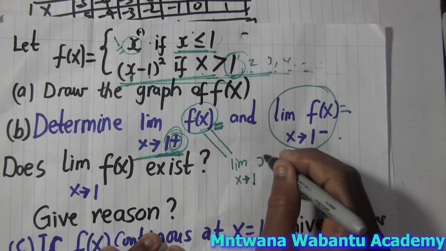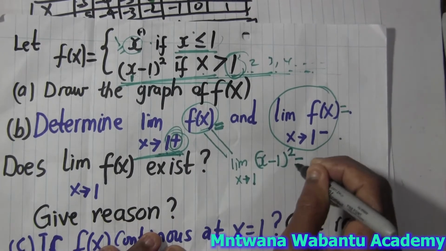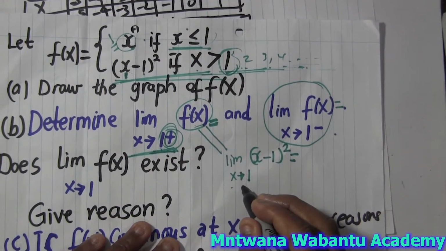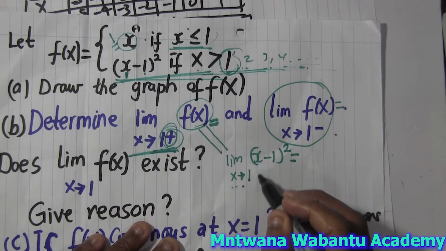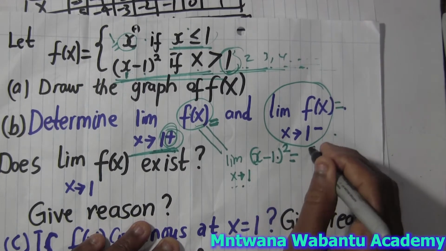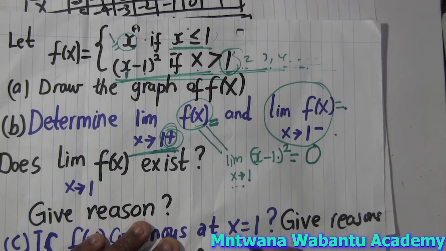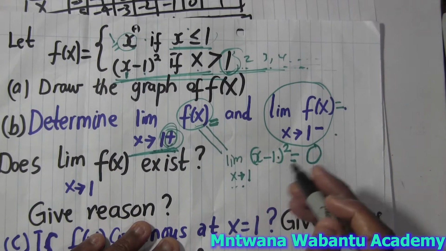x minus 1, so (x minus 1) squared. But what is our value of x now? We're going to substitute and replace x with 1. So it's going to be 1 minus 1 equal to 0, and 0 squared equal to 0. So our limit from the right is equal to 0.